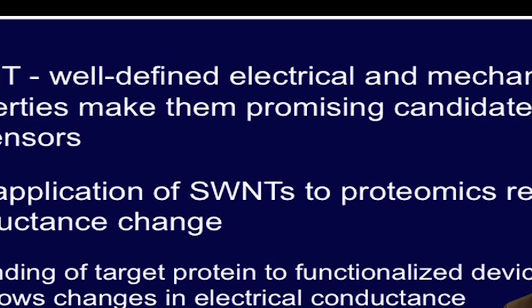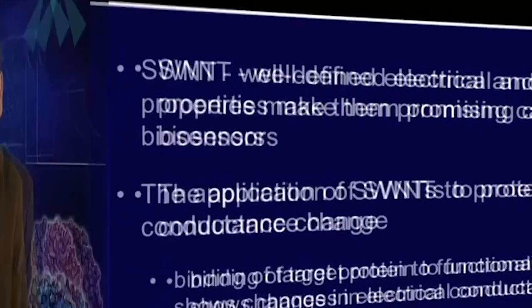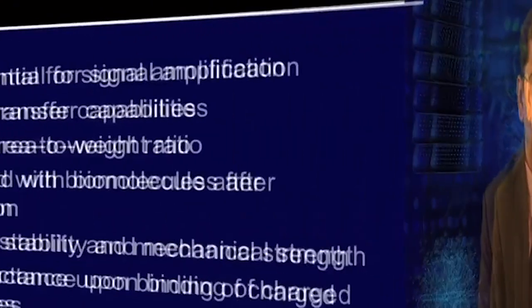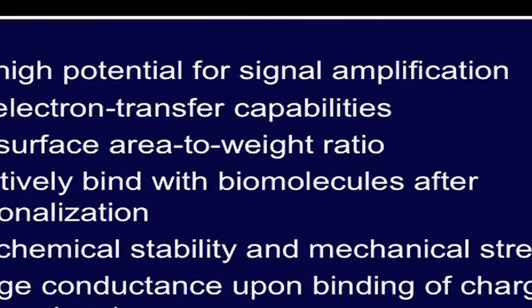Binding of the target protein to the functionalized device brings a change in the electrical conductance that is measured for monitoring the binding interactions. These carbon nanoparticles have various properties, and some of these general properties are listed here. They have a very high potential for signal amplification. They have a fast electron transfer capability, and exhibit a very high surface area to weight ratio. They can selectively bind to biomolecules after functionalization, and their selective binding with high sensitivity is the key advantage of using these nanotechniques.